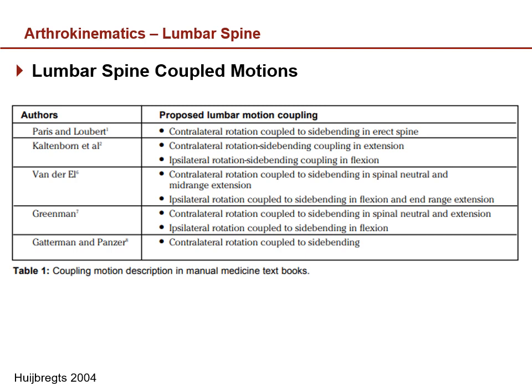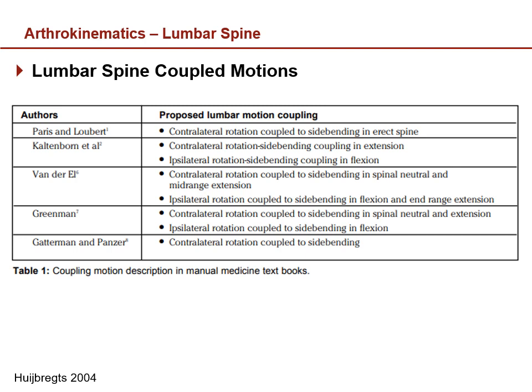Kaltenborn agrees with Fryette half the time, right? The difference here is that Fryette would say that if you're in a hyperextended or a hyperflexed spine, then there's going to be ipsilateral or type 2 coupling. But Kaltenborn says that this only holds true in flexion, whereas when you're in an extended position, the type 1 coupling will still persist.